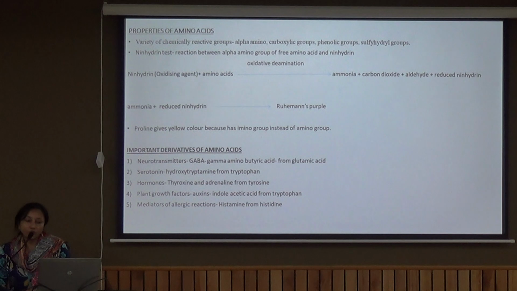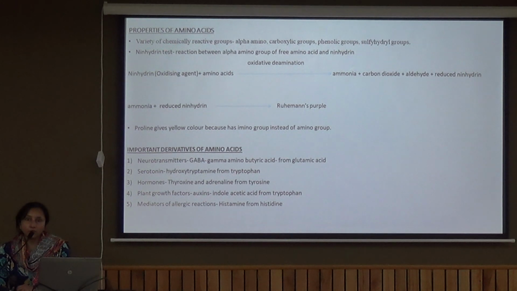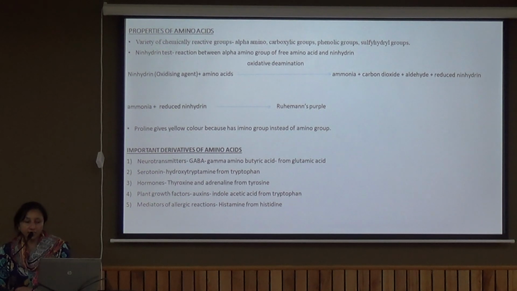What are the derivatives of amino acids? There are a few important derivatives of amino acids. They show us that without consumption of proteins, without the formation of proteins or amino acids in our body, it is very difficult for these processes to take place. The first example is neurotransmitters like GABA, gamma amino butyric acid. It is formed from glutamic acid. So it is a very important neurotransmitter. Our neurological signals will be affected if this amino acid falls short.